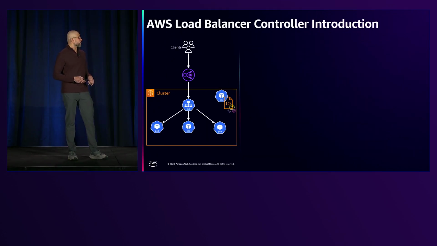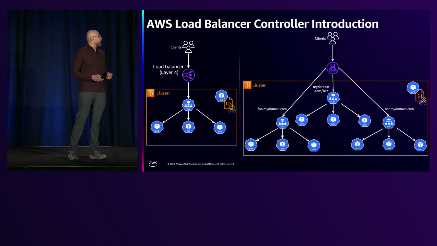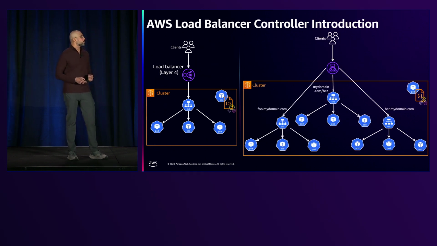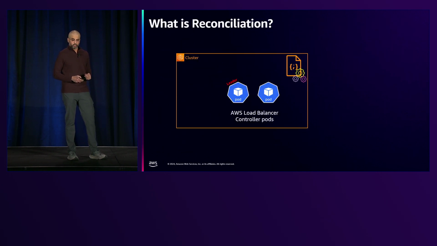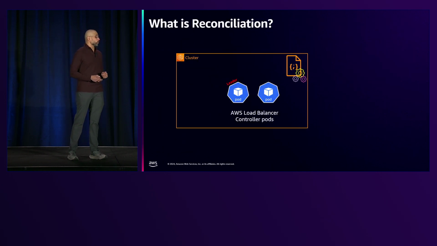Within Kubernetes, when they say load balancer, it actually means layer 4 or NLB for us. And when they say ingress, it actually means layer 7 or ALB for us. Over the last 12 months, we focused on performance and usability improvements for the controller. The first area that we focused on to improve performance was reconciliation.